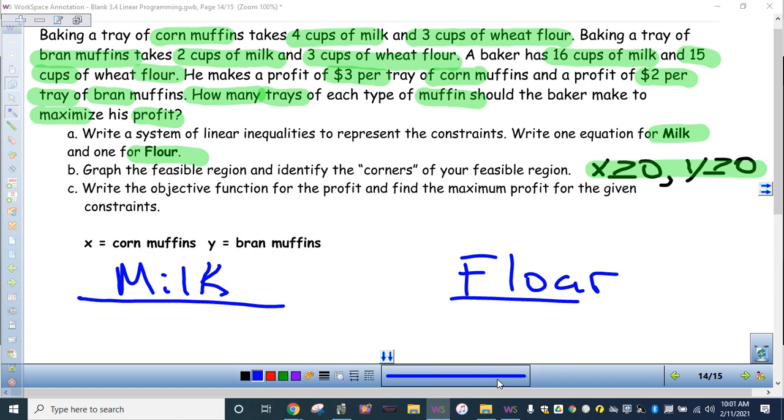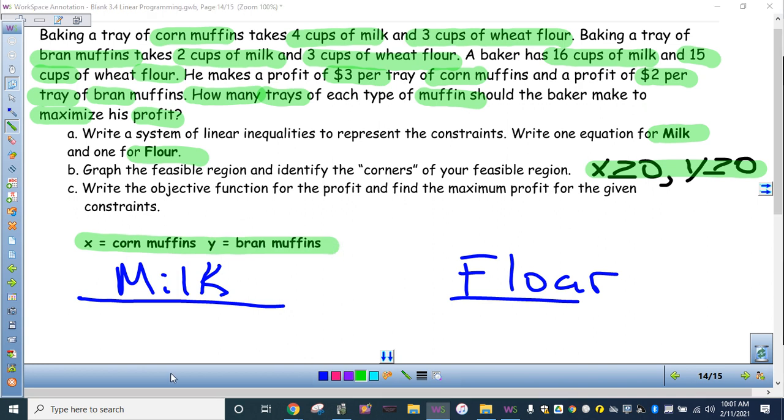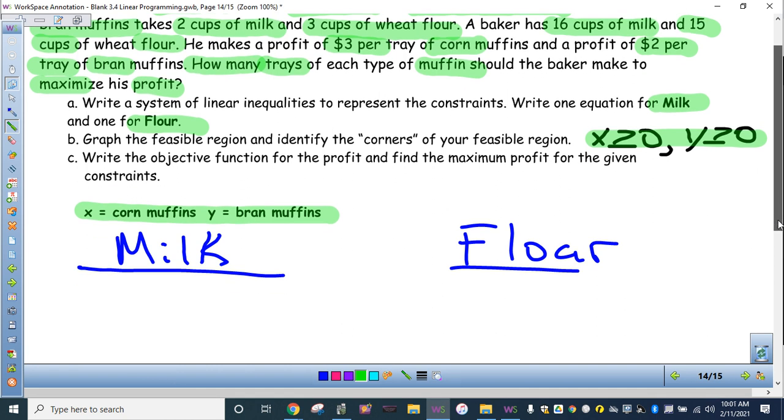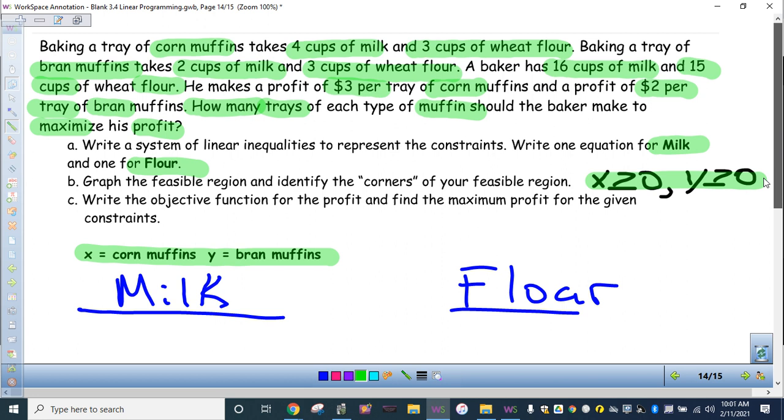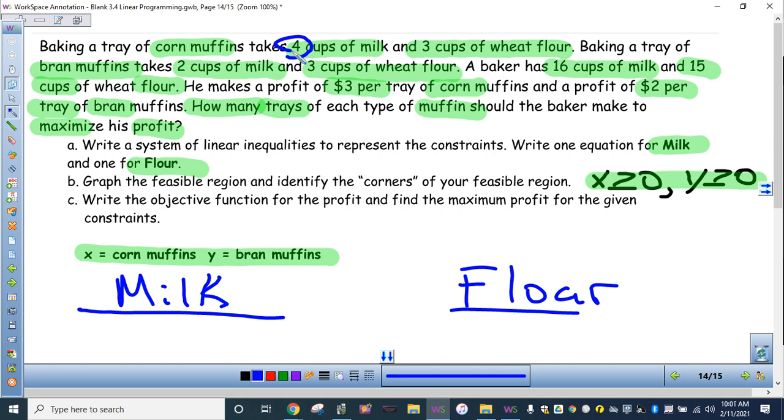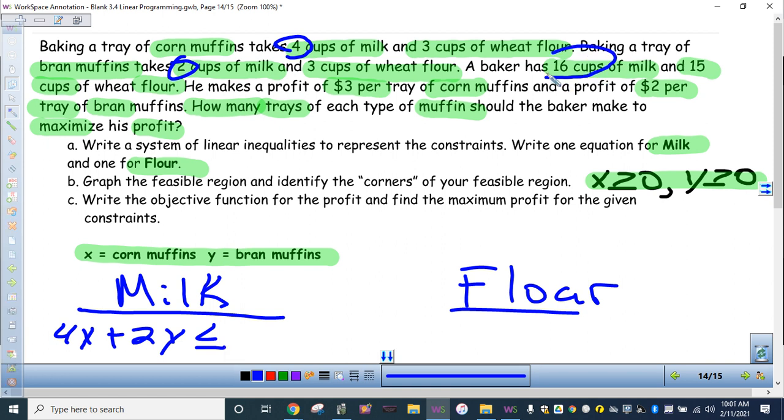Okay, so anywho, we've got 4 cups of milk for corn and 2 cups of milk for bran. Remember, I told you I would identify the variables, because if you get those variables wrong at the very beginning, it's just super ugly. So we've got 4x plus 2y. I'm getting that 4x from right here, cups of milk, 2 for the bran, so 4x plus 2y. Then they only have 16 cups of milk, so less than or equal to 16.